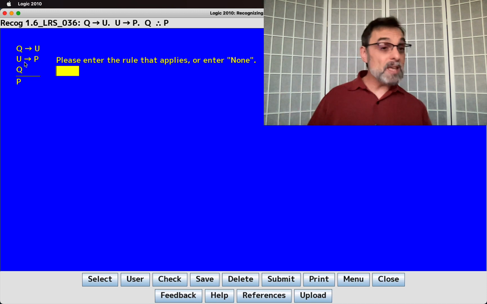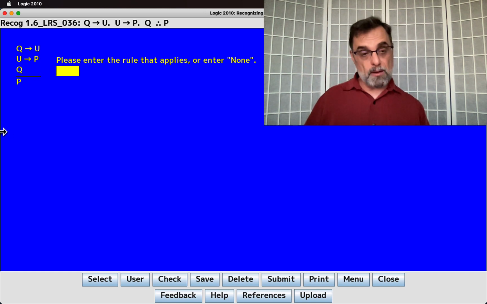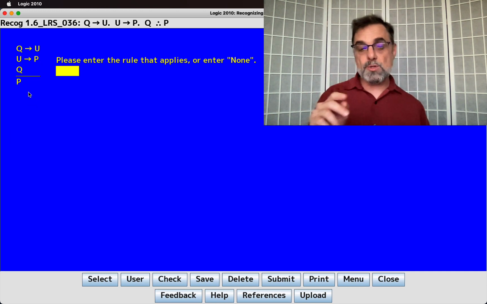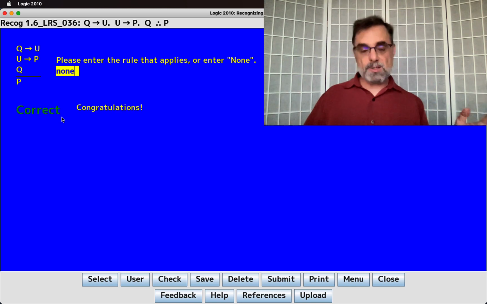Now if we apply modus ponens again to U arrow P and U, then we can get to P. But that's two applications of modus ponens. This argument is valid. If you were asked to derive it, you could, but you'd use two applications of modus ponens, not one. And so there's no one rule, as it turns out, that gets us from these three premises to the conclusion. There's a rule that gets us from Q and Q arrow U to U, and then that same rule applied again gets us from U and U arrow P to P, but there's no one rule that gets us all the way, and so we again enter none. It's correct.